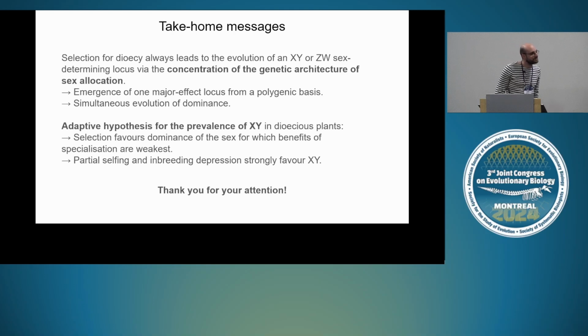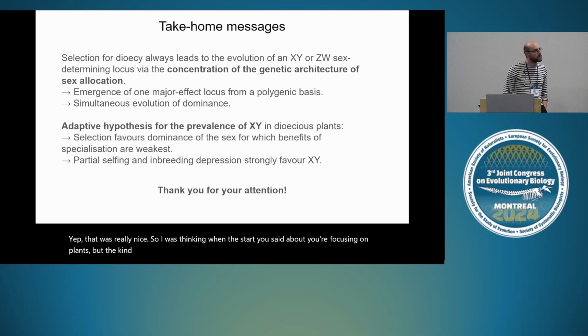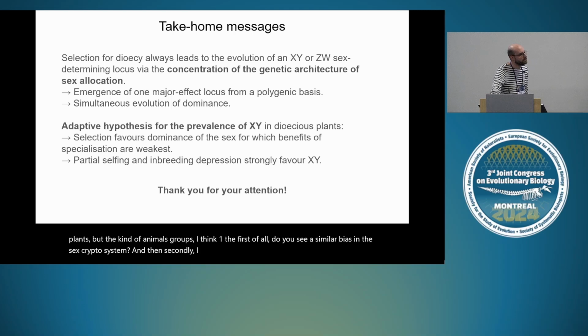Yep, that was really nice. So I was thinking, when at the start you said your focus was on plants, but there are also the animal hermaphrodite groups. First of all, do you see a similar bias in the sex chromosome system? And then secondly, I was thinking most of these groups can't self-fertilize in the same way that plants can. So from what you've explained, you'd expect then a more even sex chromosome system.